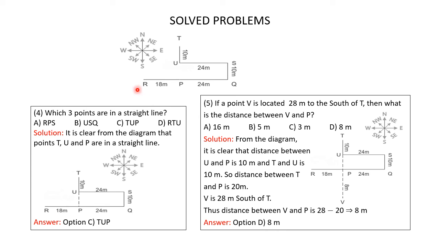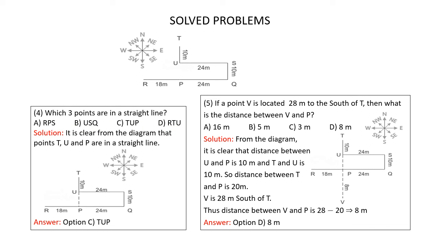This is the diagram that we have based on the decoded information. Now based on this diagram, let's answer the given questions. Which three points are in a straight line? You are given four options here and you have to find out which of these options is the correct one. Now as you can see in this diagram, R, P and Q are in a straight line, but RPQ is not one of the options given here.